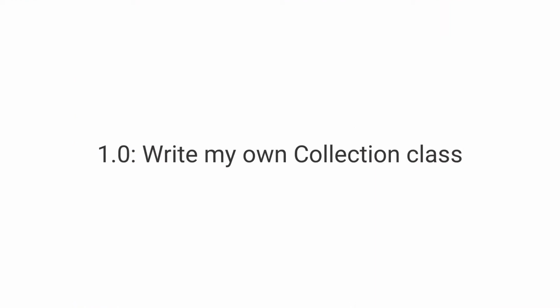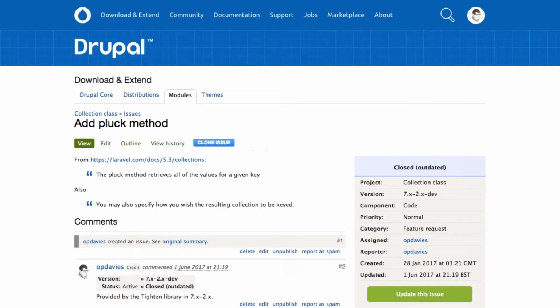The first version of this was my own collection class that I wrote from scratch. So I wrote my own collection and I wrote my own tests. This was fine. It only did roughly, I think, about 70% of what Laravel's code can do. So I ended up making issues like this one to continue to add more functionality.